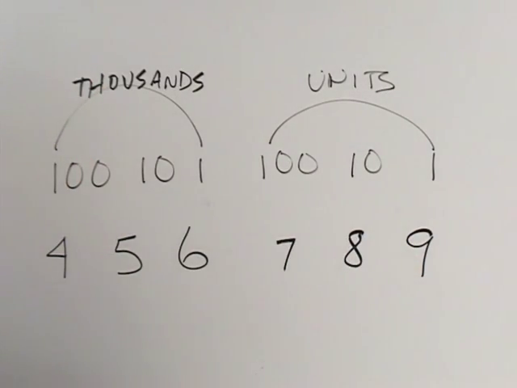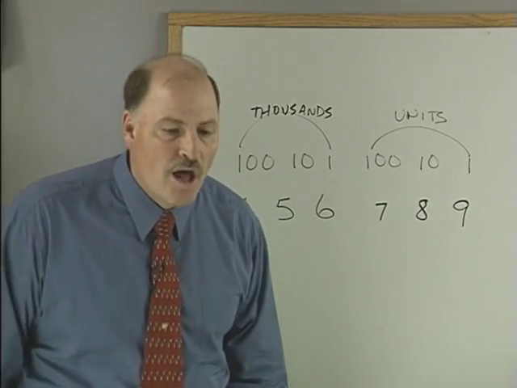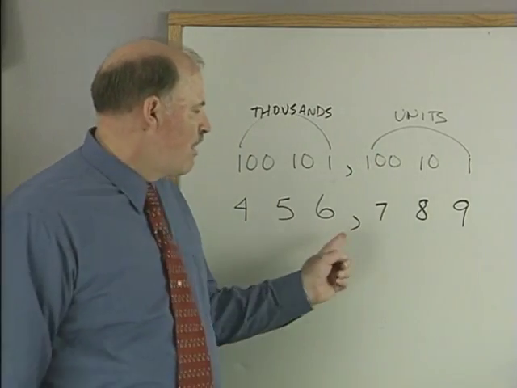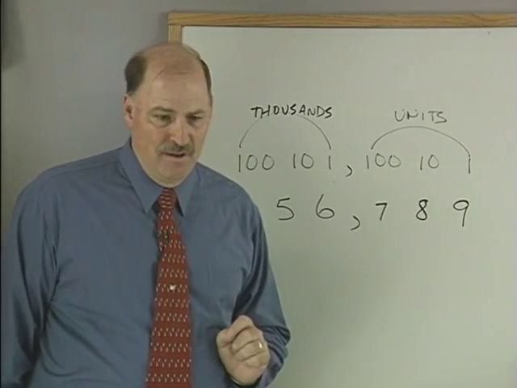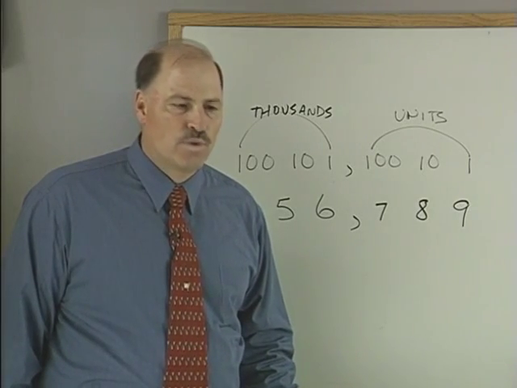456,789. Look at all those numbers. It's confusing. So what do we do? We put commas between these big chunks. And I like to think of the commas as having names. This guy's name is thousand. Let's all say it. Thousand.